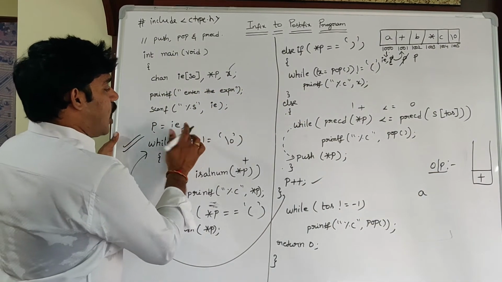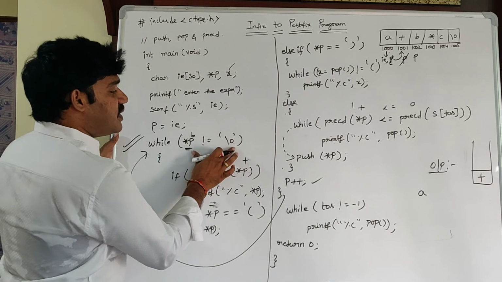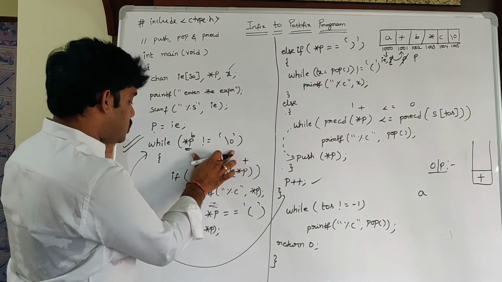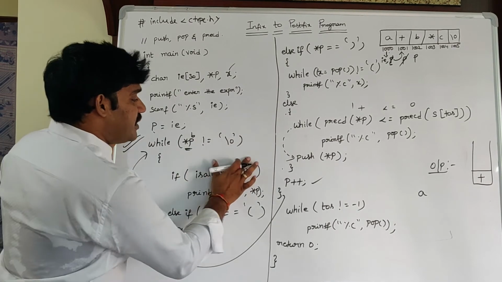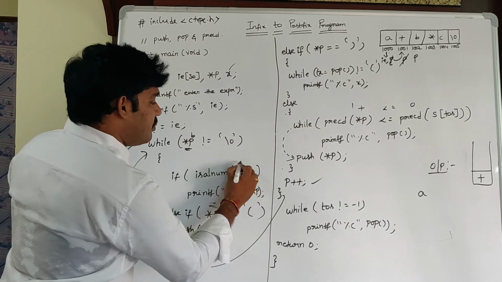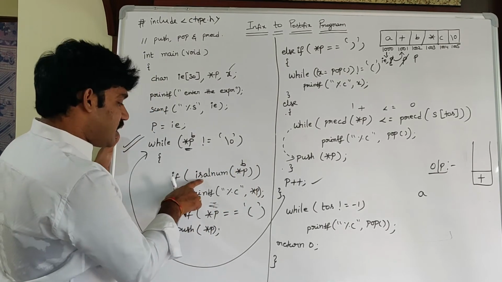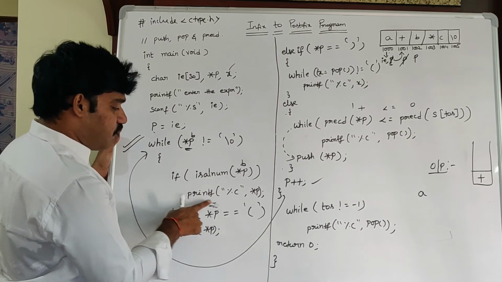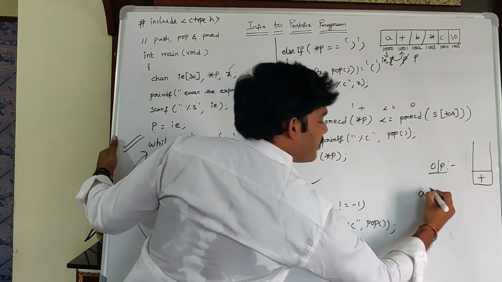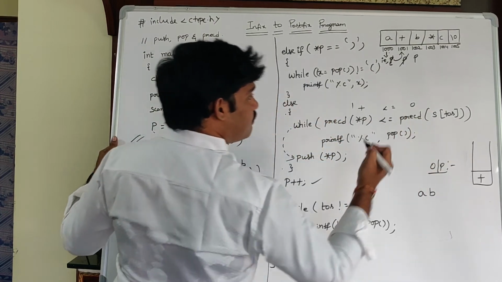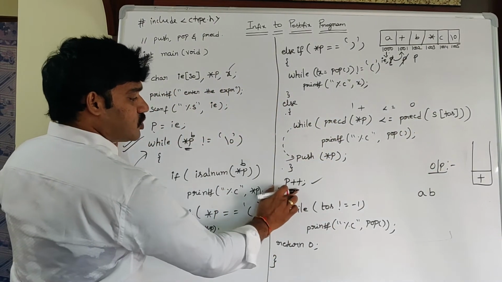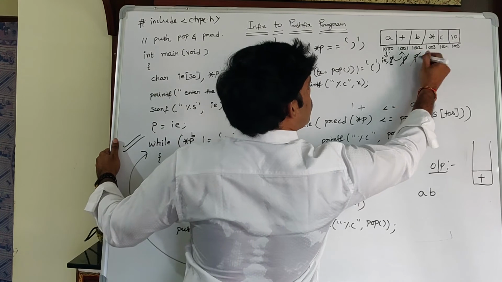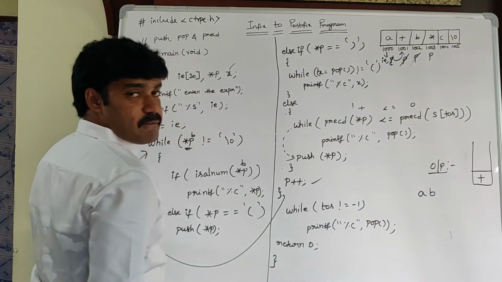Again, now *p. *p means b. p is not equal to \0, so the condition is true. Coming to the inside, is alphanumeric of *p, meaning b? Yes, which returns a non-zero value. That's why it comes to the inside of the if block, *p. *p means output b. Next, after this, it goes to p++. Now it points to 1003.